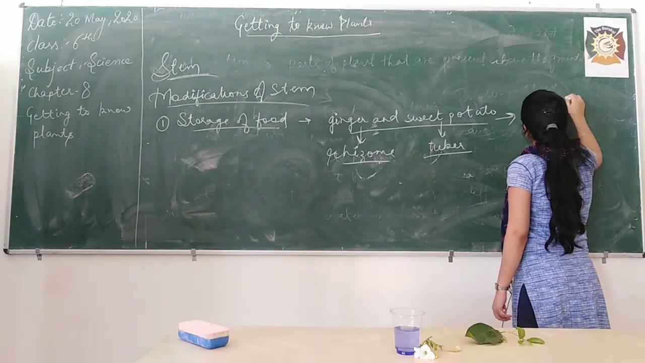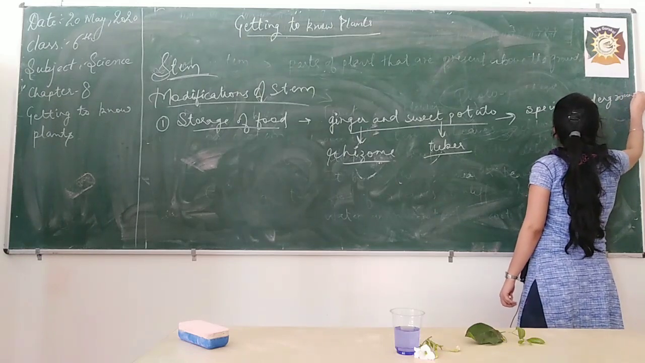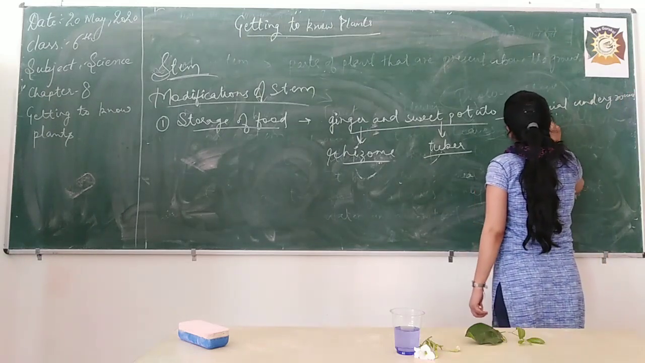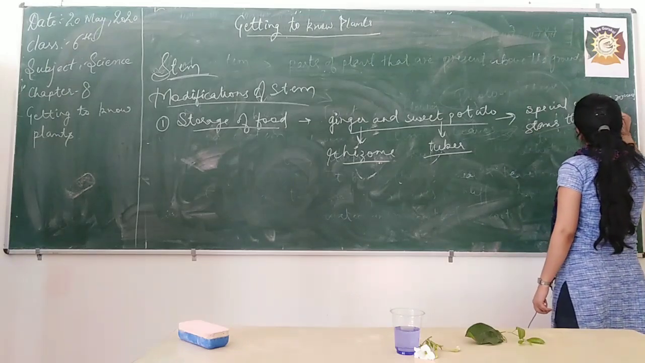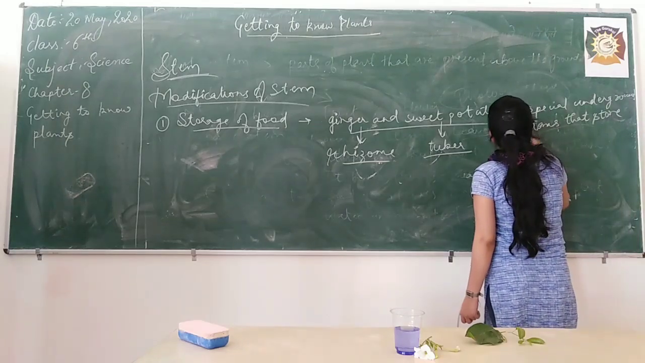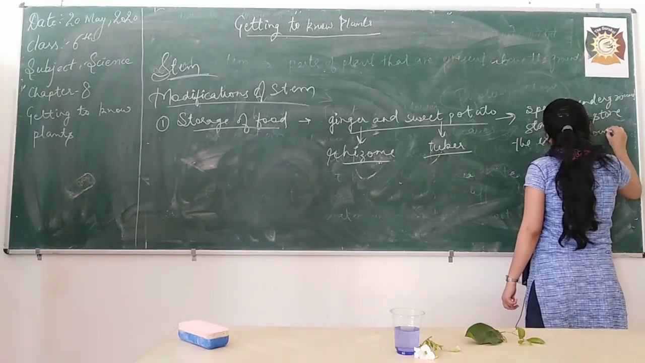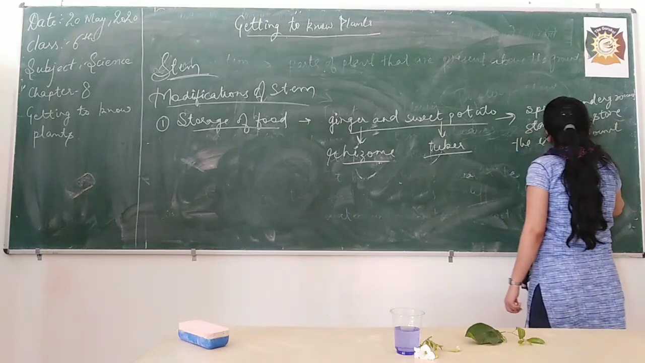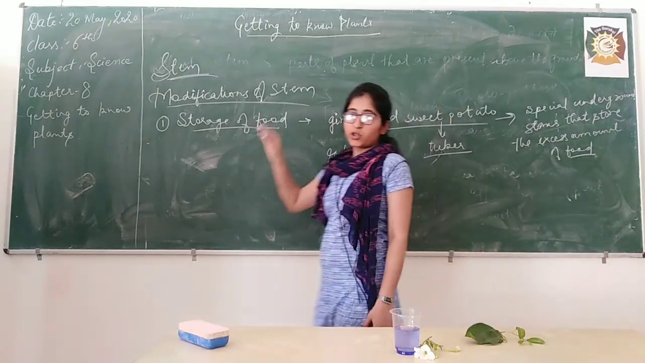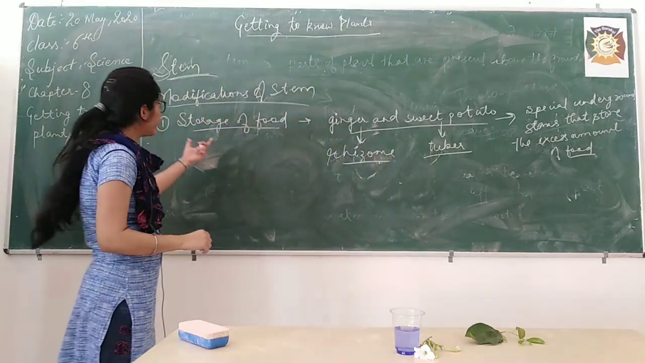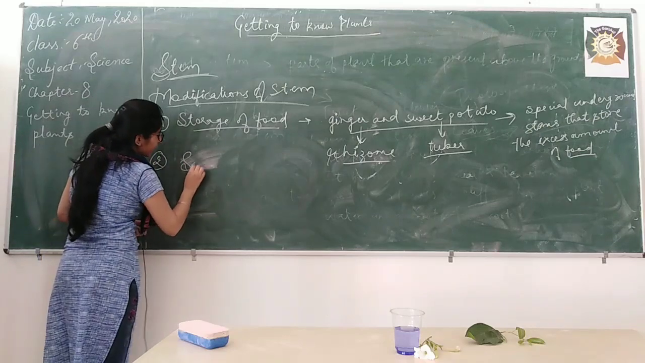Underground stems that store the excess amount of food, right? So this is the special additional function. Number one is storage of food. The second one is support.